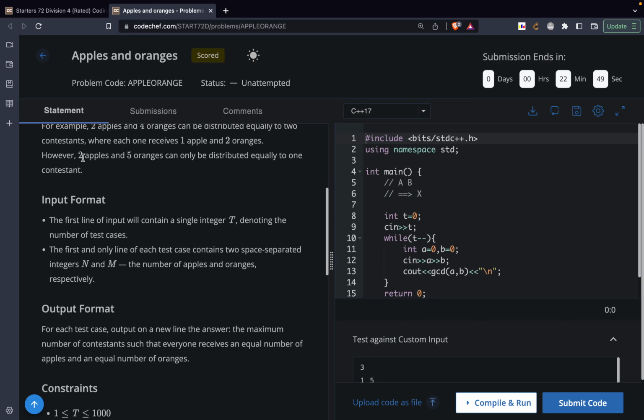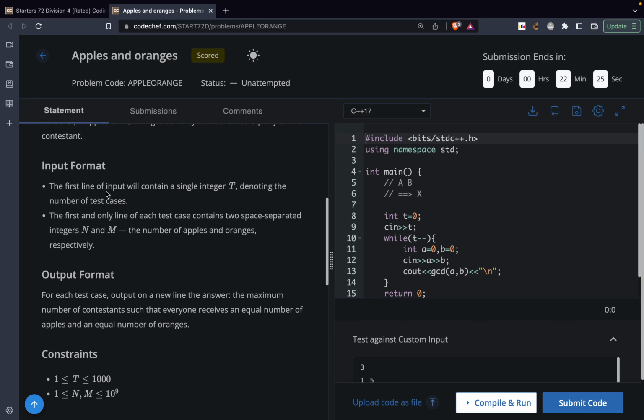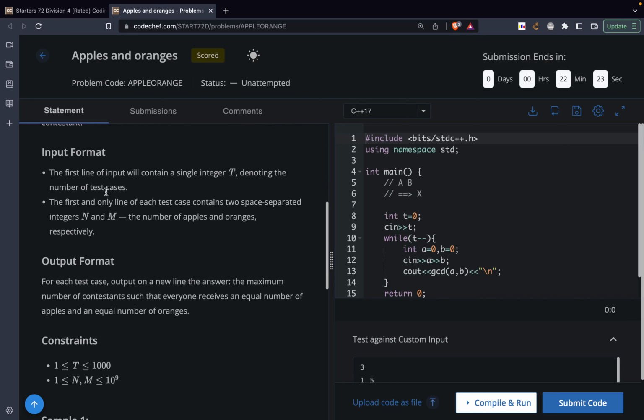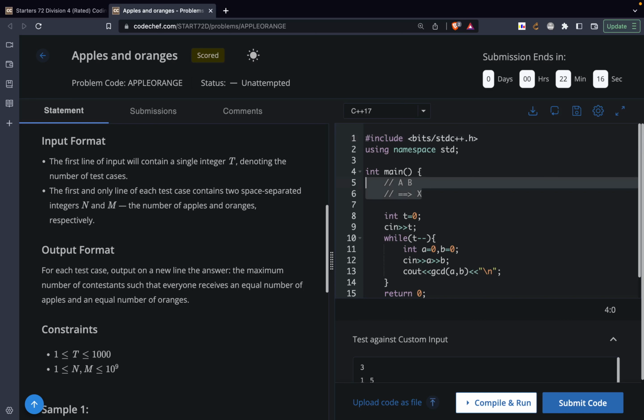However, 2 apples and 5 oranges can only be distributed to a single contestant, because we might be able to distribute 2 apples amongst 2 people and both of them would get a single apple, but we won't be able to distribute 5 oranges equally amongst 2 people. Hence the greatest number where we can distribute them equally would be 1. So for one contestant we'll give him 2 apples and 5 oranges. The input format is that they'll be giving us the number of test cases first, followed by the integers n and m, that is the number of apples and number of oranges. So with that, let's get started.